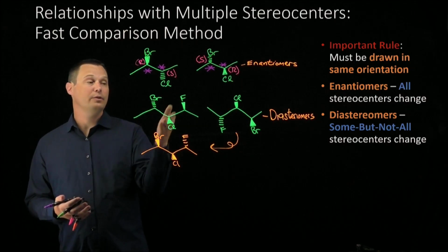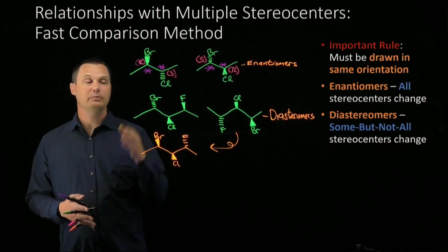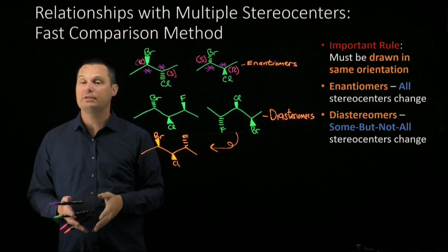If, on the other hand, you feel you're much faster at assigning R and S, you can walk down the line and assign R and S to all the stereocenters.